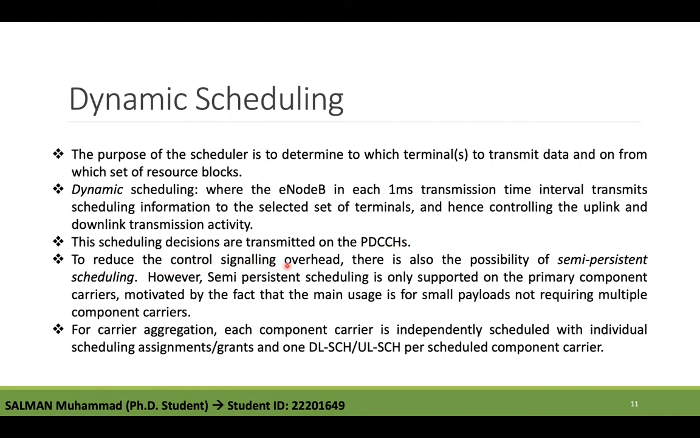These scheduling decisions are transmitted on PDCCHs. To reduce the control signaling overhead, there is also the possibility of semi-persistent scheduling. However, semi-persistent scheduling is only supported on primary component carriers, motivated by the fact that the main usage is for small payloads not requiring multiple component carriers. For carrier aggregation, each component carrier is independently scheduled with individual scheduling assignments or grants on DL-SCH or UL-SCH per scheduled component carrier.